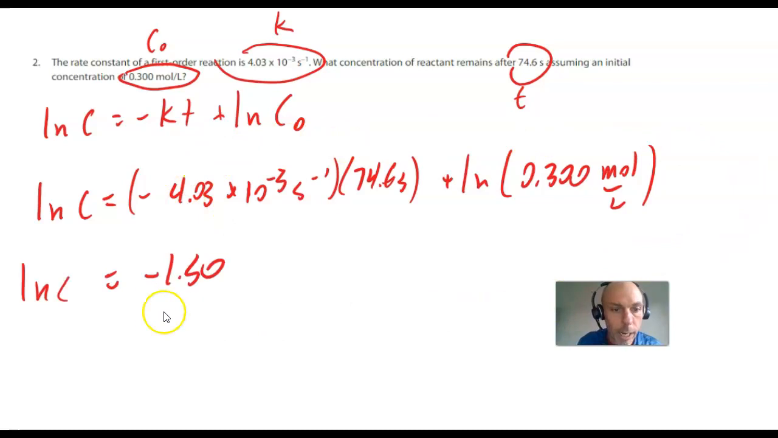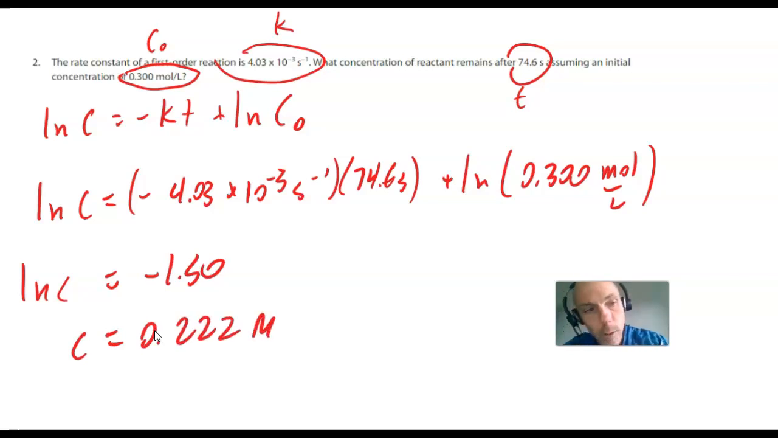Everything on the right I got equal to negative 1.5046. I rounded it to negative 1.50. So to get the concentration, I've got to do inverse natural log, which is e to the. So I'm going to raise e to the negative 1.5. And when I do that on my calculator, I get 0.222, which makes sense. The concentration should be falling. So the concentration is 0.222 molarity, or moles per liter if we want.